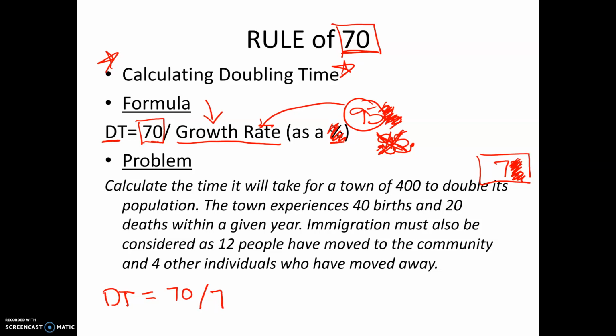All right, 70 divided by 7. So 70 divided by 7, hopefully you don't need a calculator for this, equals 10. And the doubling time is in years. This formula is so simple.